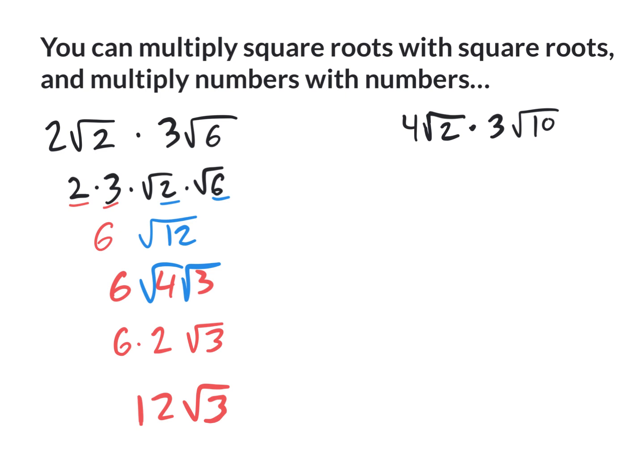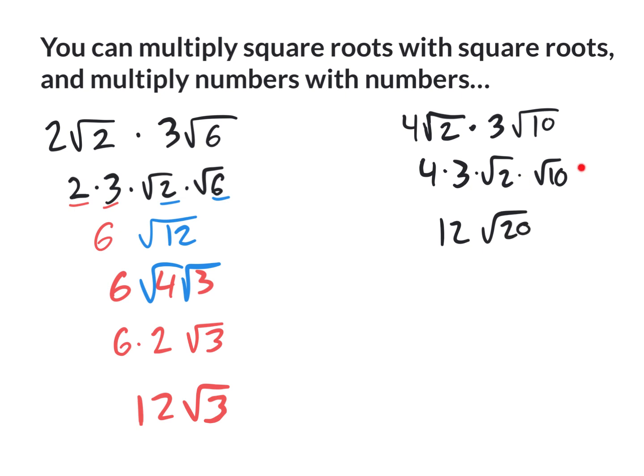Let's take a look at this next one. Once again, you could multiply the numbers with the numbers. We already know 4 times 3 is going to be 12, and 2 times 10 is 20. So you could rewrite it as 12 square root of 20. Or you could show your work in detail the way I did over here. Actually rewrite it: 4 times 3 times the square root of 2 times the square root of 10. That becomes 12 square root of 20.